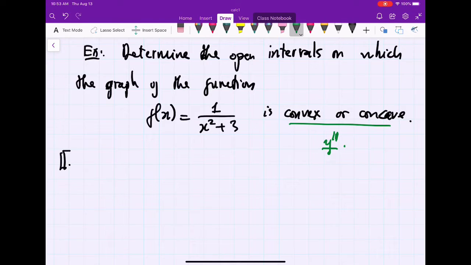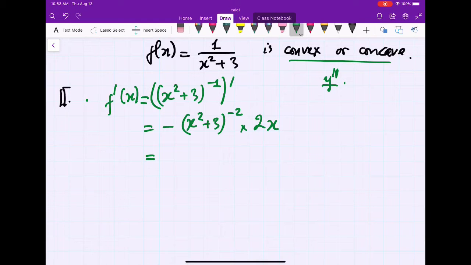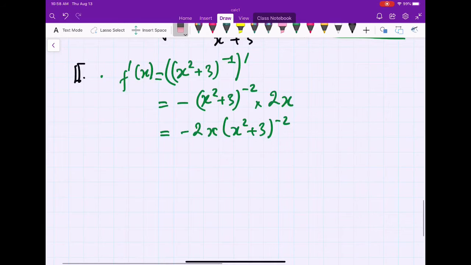Let's find the second derivative. So first I need to find the first derivative. I can rewrite this as x squared plus 3 to the power of -1, and then I differentiate that. I use the chain rule, so I have negative x squared plus 3 to the power of -2 times the derivative of the inside function. So I have negative 2x times x squared plus 3 to the power of -2. That is the first derivative. They ask us about convexity and concavity, so you don't need to find critical points. Okay? Now let's find the second derivative of this function.